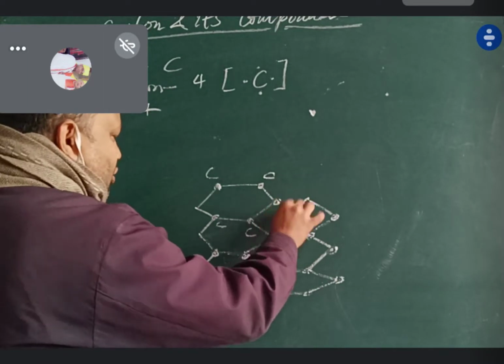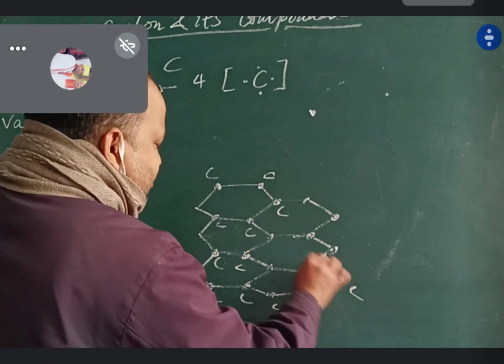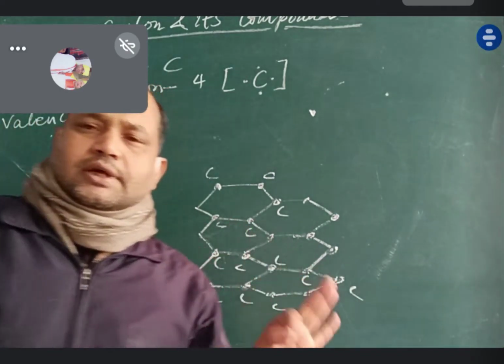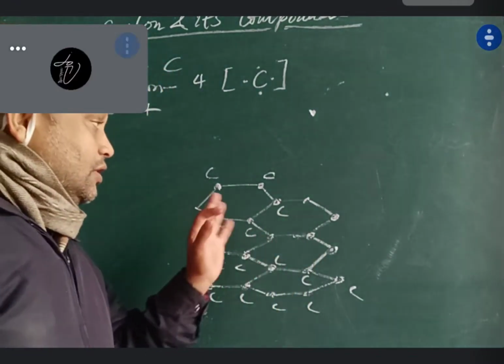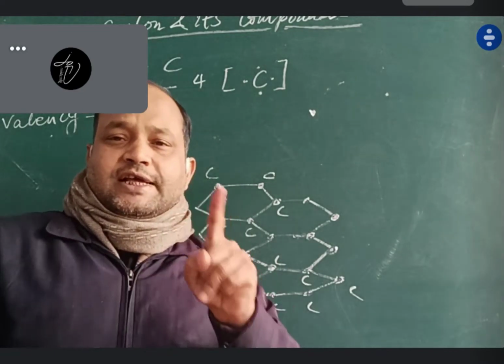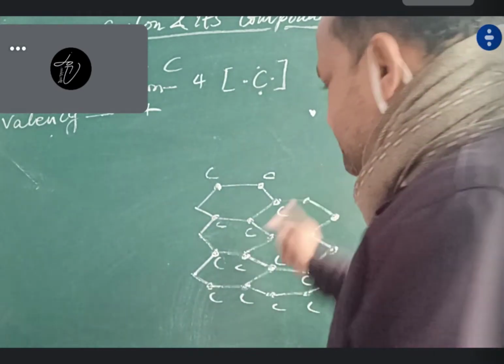All the carbon in this sheet of graphite, you will find one carbon atom is connected with how many carbon atoms? Other 3 carbon atoms, right? So out of 4 valence electrons, 3 valence electrons are used in bonding, and 1 valence electron is free. That makes graphite able to conduct electricity.